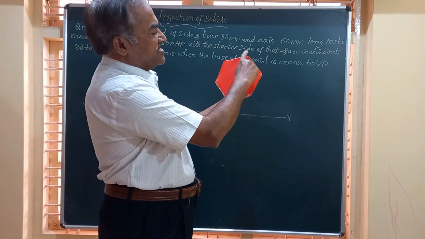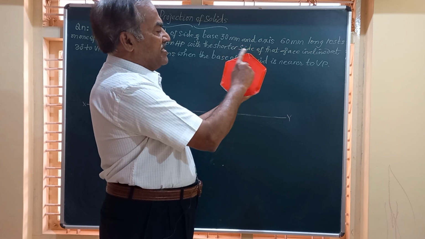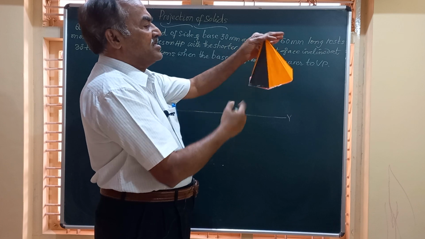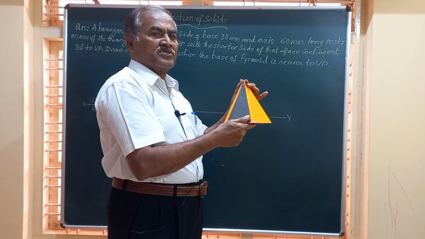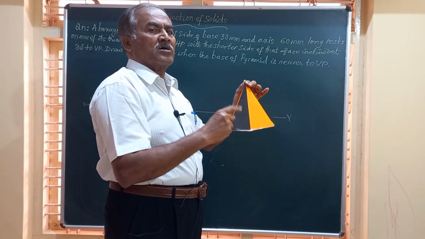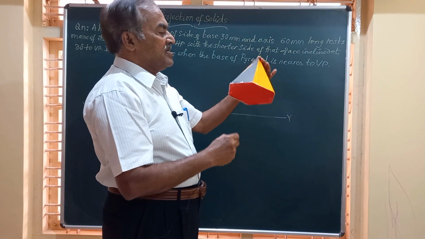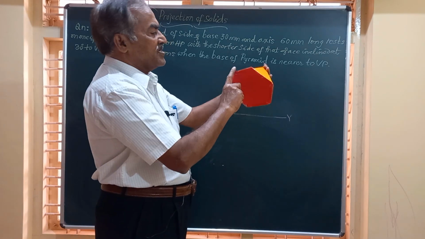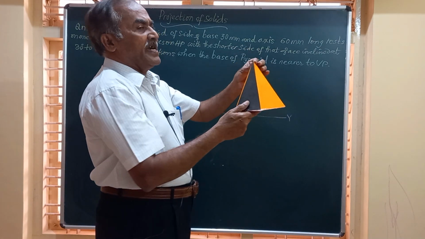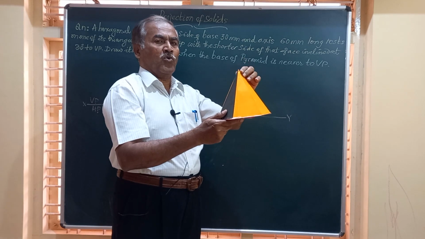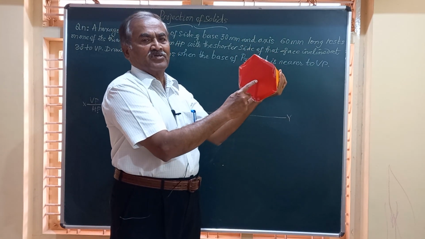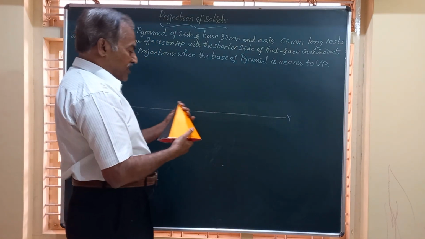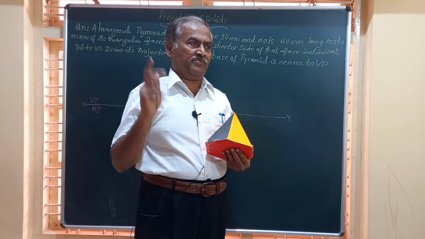So hexagon means 6 sides: A, B, C, D, E, F. All these sides are equal, and it has 6 triangles on its lateral surface, and all these triangles are isosceles triangles. The pyramid has a base side of 30 mm, and the height is measured from the vertex O to the center of the base, the height of the solid. It is 60 mm. It rests on one of the triangular faces on HP.